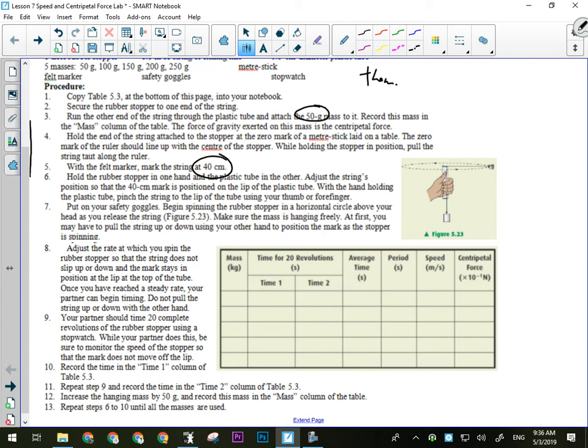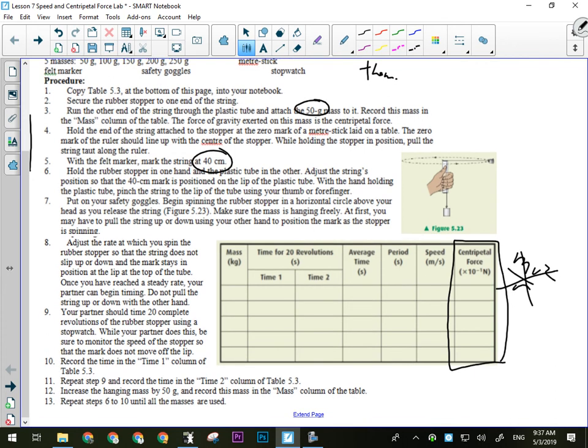And then same as before, do your time for 20 revolutions, do it twice for each mass, calculate average time, period, speed, and centripetal force. Now, when you're calculating centripetal force, don't calculate it this way. That's using our data. We don't want that, okay? Think about, again, what's providing the centripetal force here and calculate that force, okay? All right, so yeah, after that, pretty much the same as the last lab, okay?